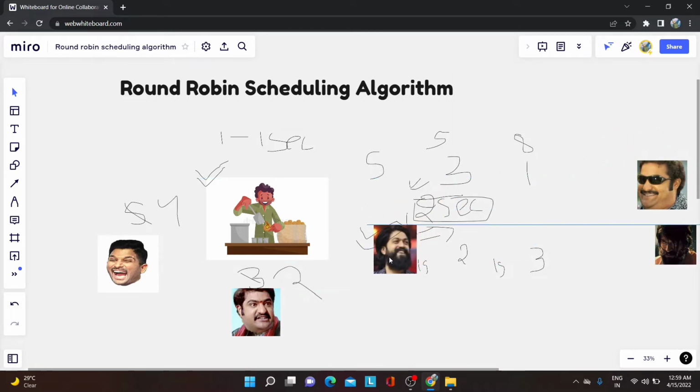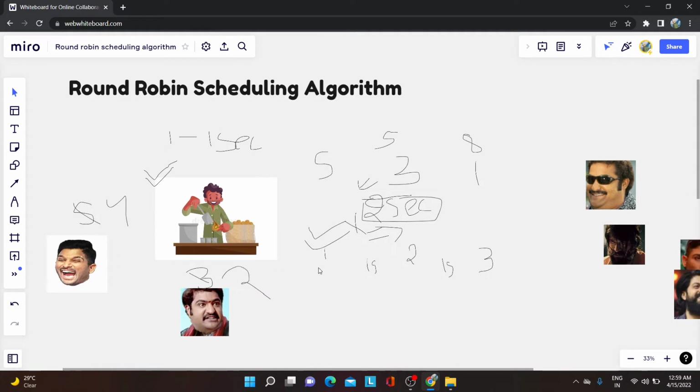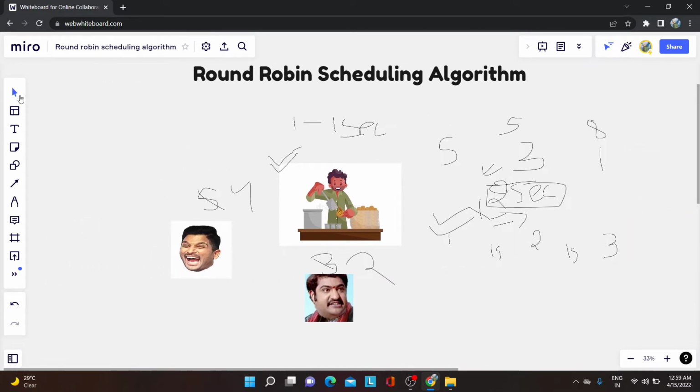Since his quota gets completed, he will be leaving the shop, and this guy will be served his third second. Let's keep our count. And this guy will be served his second, and he will be left with 1. The time will be 4 seconds, and this guy will be served his third. He will be left with 2. Time will be 5 seconds, and this guy will be served his last, and he will be leaving at the 6th second.